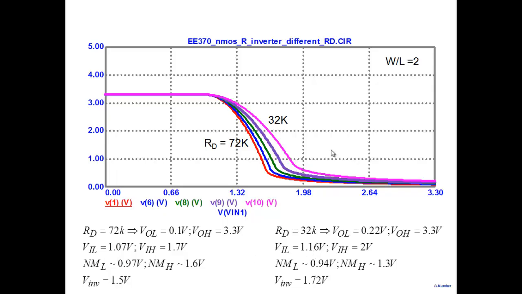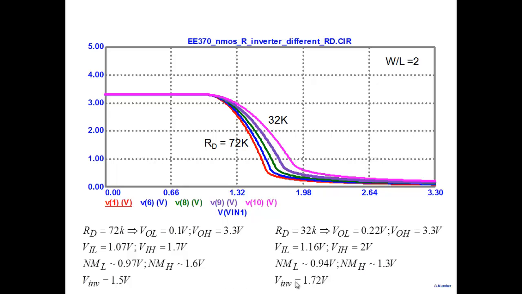The characteristics did shift right. So VIH was 1.7, and VIH became 2. On this side, the characteristics is shifting, so it became 2. So NML hardly improved, and NMH actually decreased. So I didn't gain anything. No improvement in NML, and NMH actually decreased from 1.6 to 1.3. All right.